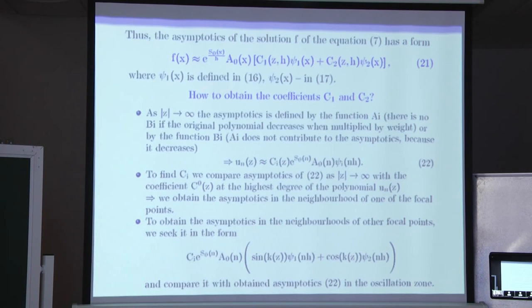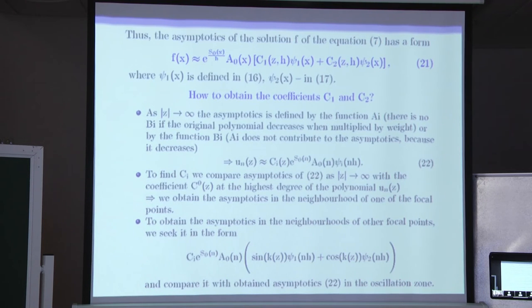The idea is the following. First of all, if we consider the asymptotics of our solution as z tends to infinity, then this asymptotics contains only function Airy A or only function Airy B. Why? Because if our solution decreases, then function Airy B is absent, because Airy B increases. And if our result is increasing, then the function Airy A does not contribute to the asymptotics because it decreases. So as z tends to infinity, the solution contains only one of the basic solutions, psi 1 or psi 2. So after that, we need to find only one coefficient as z tends to infinity.